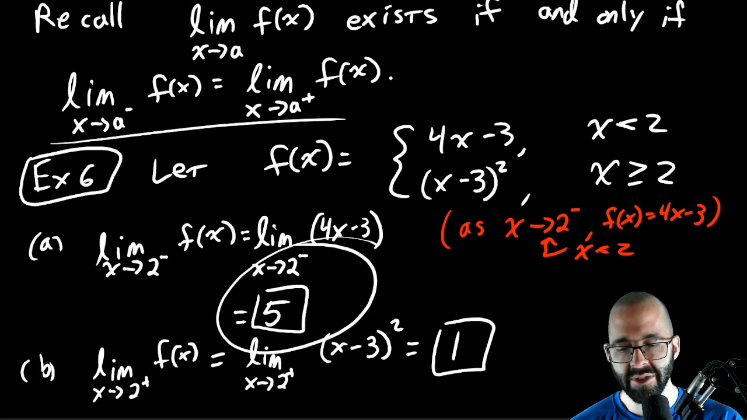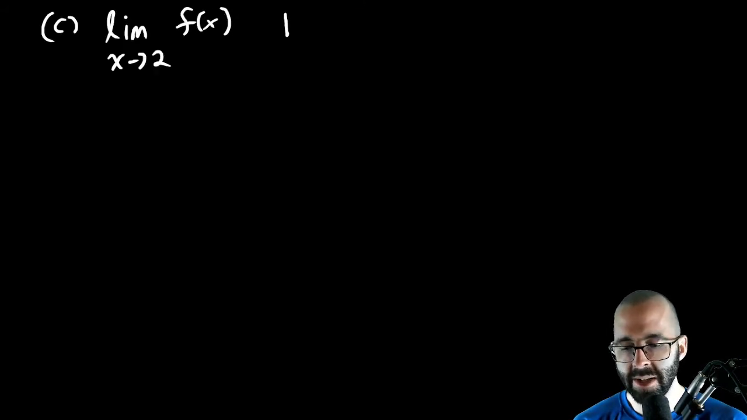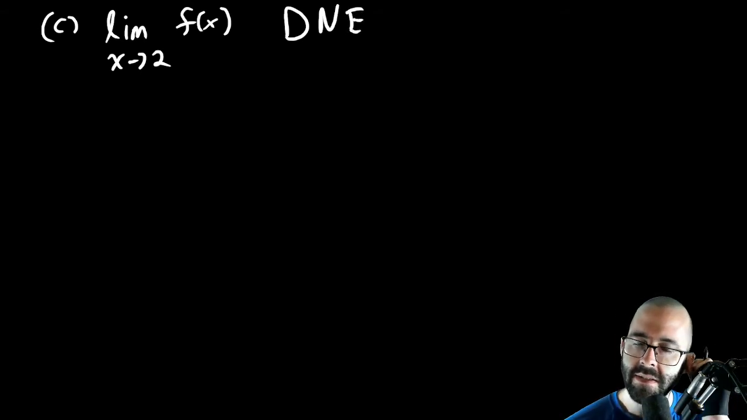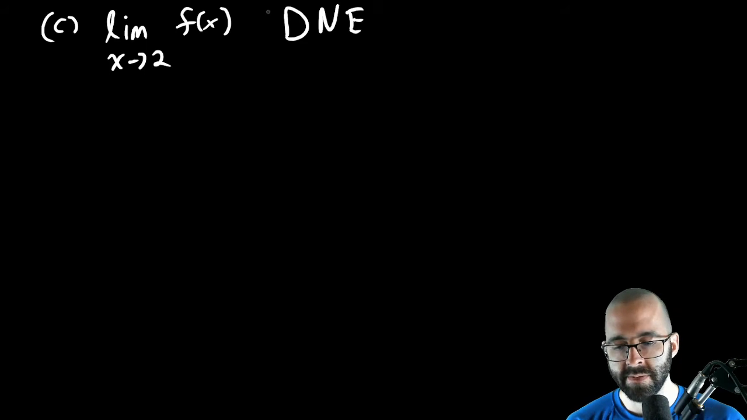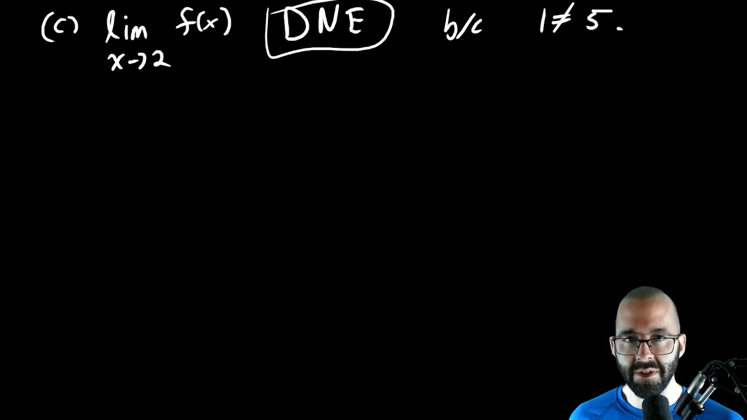Well, from the left, it's 5. From the right, it's 1. Two-sided limit does not exist, because they're different. 1 is not the same thing as 5. That's how you evaluate piecewise functions and limits.